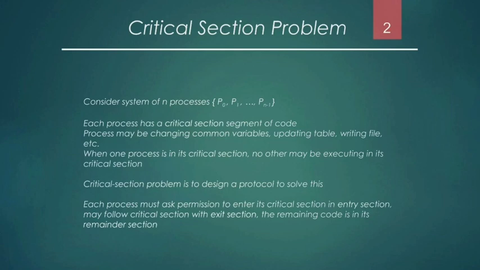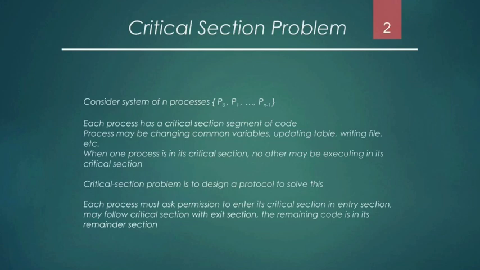Each process has a segment of code called a critical section, in which the process may be changing common variables, updating a table, writing a file, and so on. The important feature of the system is that when one process is executing in its critical section, no other process is to be allowed to execute in its critical section. So no two processes should be executing in their critical sections at the same time.